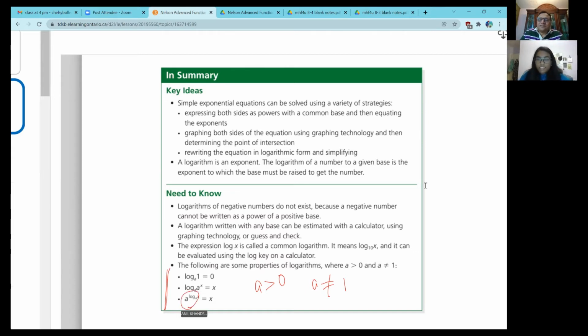Because these are inverse functions, okay? So they cancel out. Is that okay? And so you get x. Is that clear to you? Yeah. Let's go through the exercise. Take up questions one by one. Okay.